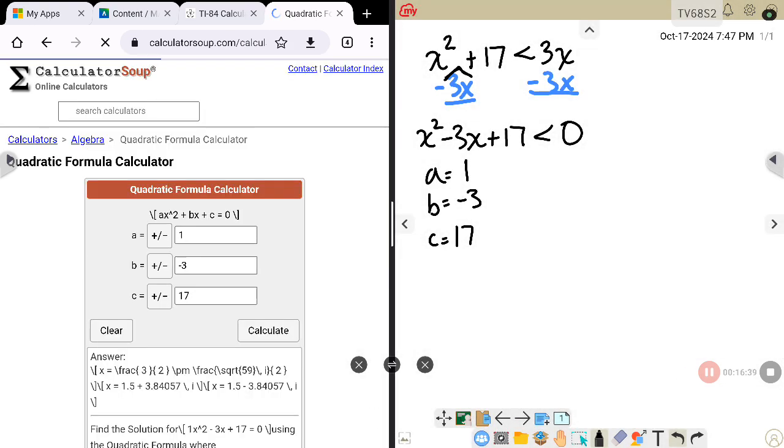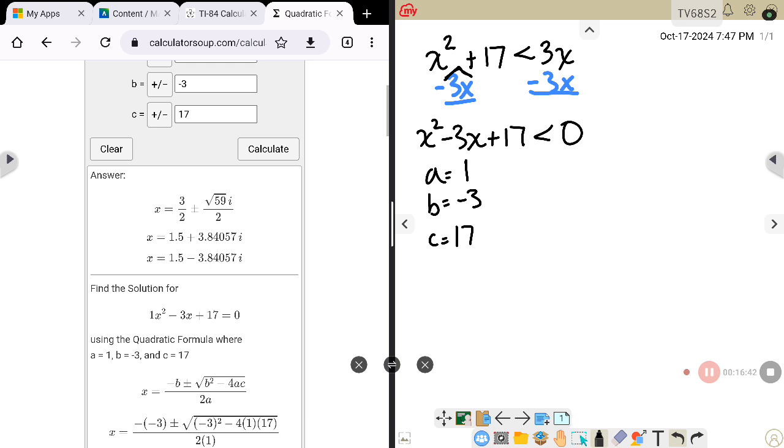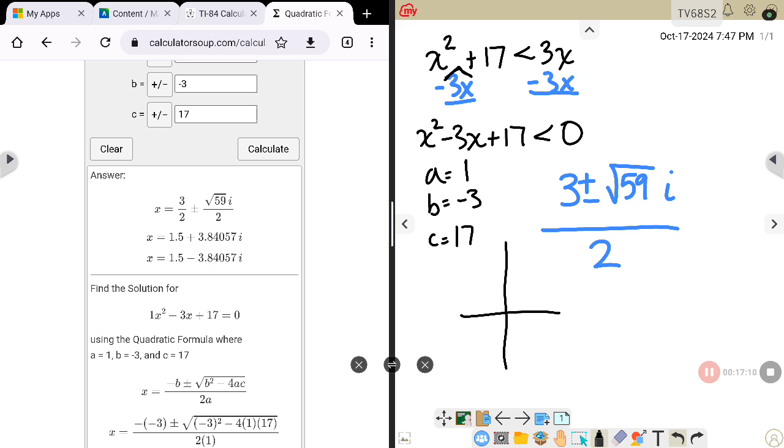You'll notice that your answer has an I in it. You've got 3 plus or minus the square root of 59 I over 2. Where are you going to put that on the x-axis? You're not. And there's a reason for that. This parabola, when you graph it, actually has no x-intercepts, okay? Which just means it is going to be somewhere above the x-axis, but not ever come down and touch it.